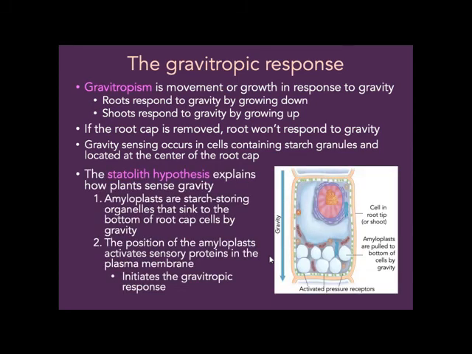The statolith hypothesis explains how plants are able to detect gravity. You have these cells called amyloplasts, and they store starch, and so they will sink to the bottom of the root cap cells by gravity. When they get to the bottom, they activate these pressure receptors. If the plant is turned over onto its side, they'll all go that way and activate these receptors. So the position of the amyloplasts tells the sensory proteins which way is down, and that initiates the gravitropic response.